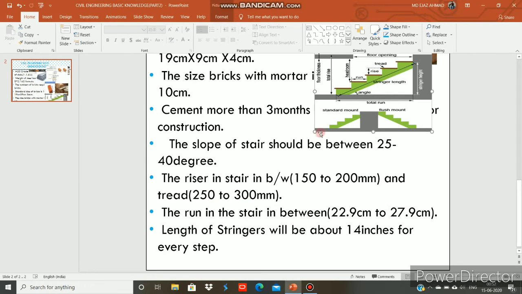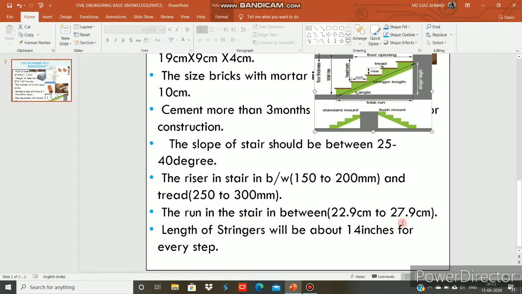And our next point is: the run in the stair is between 22.9 centimeter to 27.9 centimeter. This is your run. The length of the run should be 22.9 centimeter to 27.9 centimeter.